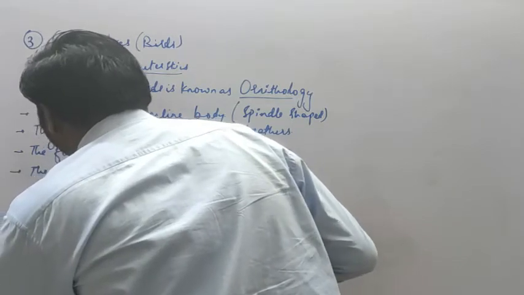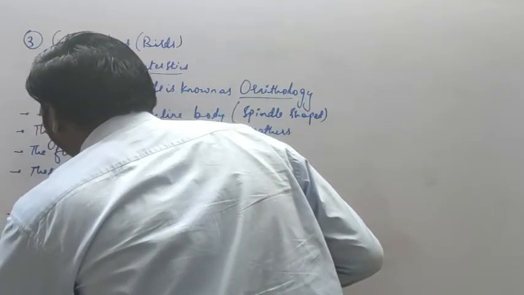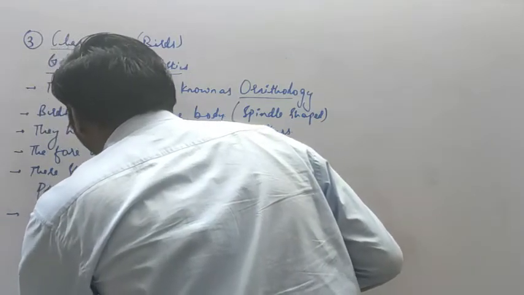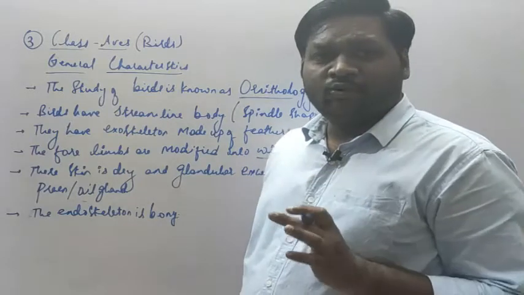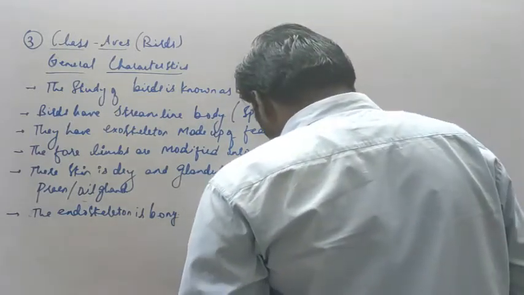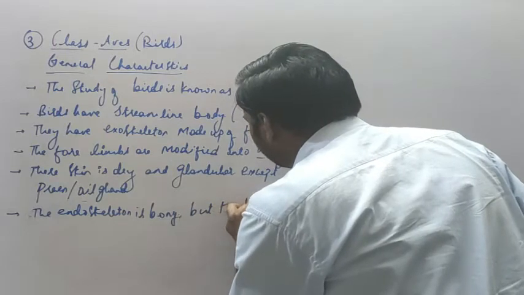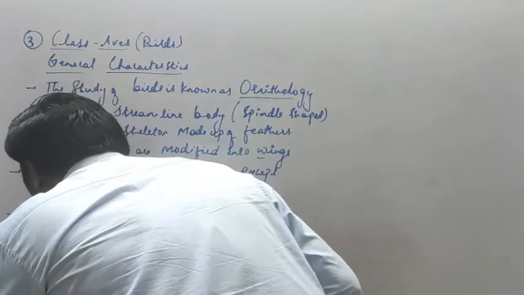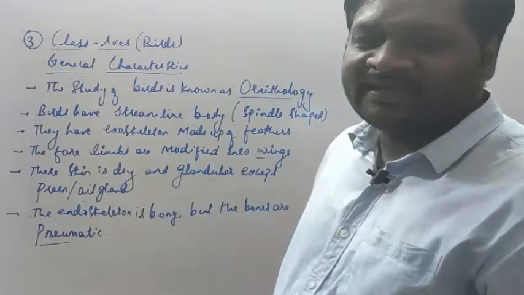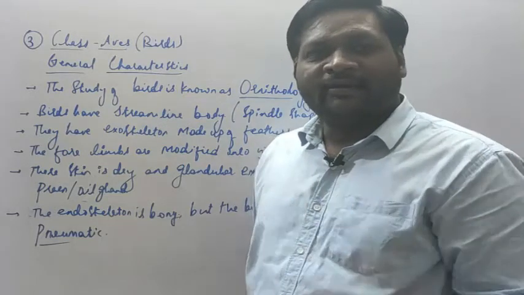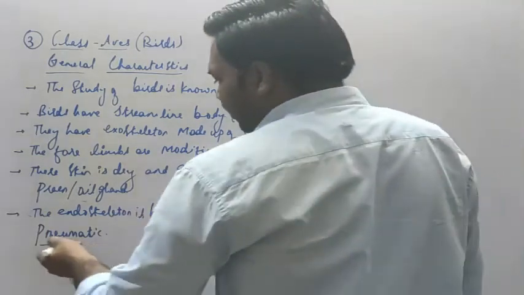The endoskeleton is bony, that means they consist of bones. Okay, that is the endoskeleton. But the bones are pneumatic, that is, light bones, or hollow bones, you can say. As these animals are adapted to fly, if the bones are dense, they are unable to take flight. So that kind of endoskeleton can be seen in the case of birds.